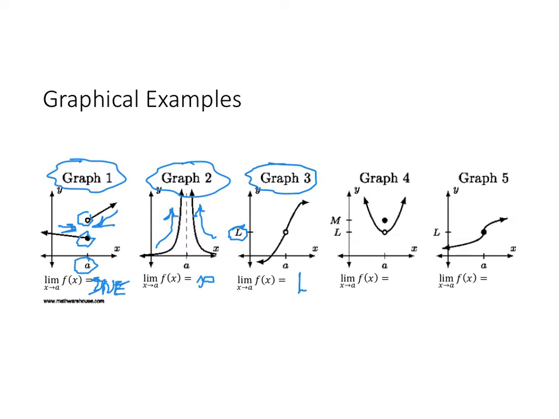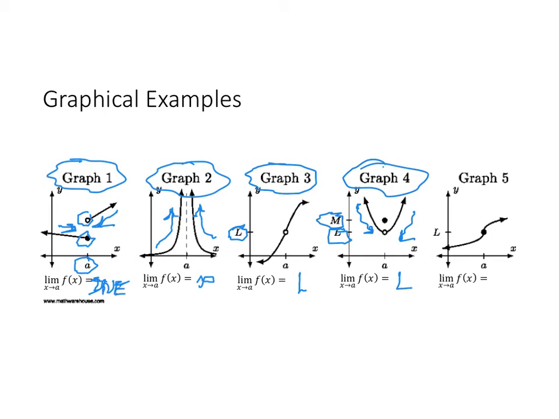Moving on to graph 4. The limit of f of x as x approaches a. If you're approaching from the left side, it approaches this value. If it approaches from the right side, it also approaches this value of L, but f of a is actually equal to m. But again, that does not matter. We're talking about the limit here. It's going to get closer and closer, and what does it get closer to? L. So the limit in this case is also L.